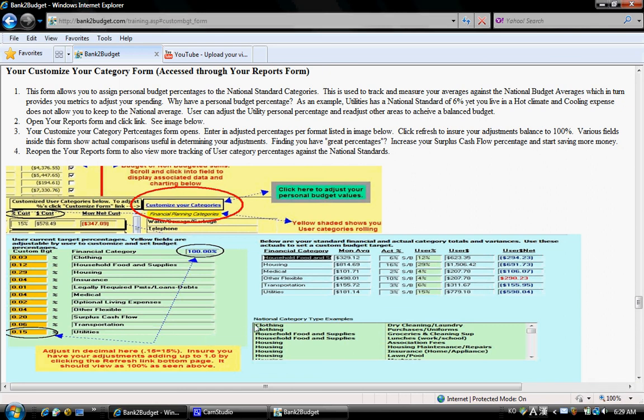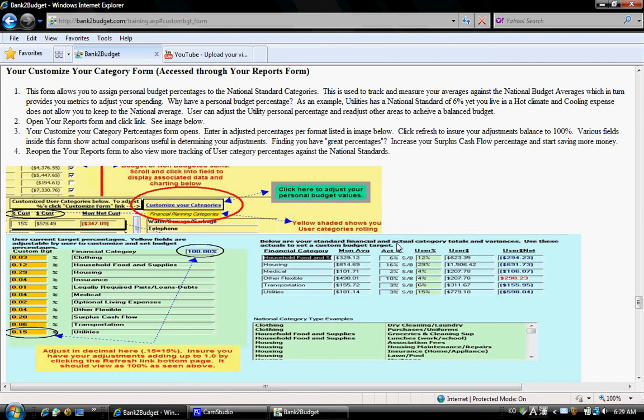Bank2Budget, your category form. This form is accessed through your reports, and it allows you to adjust your user tracking budgets against the national standards. As I explained in a previous video, some people have to spend more on electricity for air conditioning, or in the north there's heating, which is a factor that doesn't really apply to national standards. This is a way of having those variables adjusted so that you can actually use your money and apply your budgets so that you break even each month.